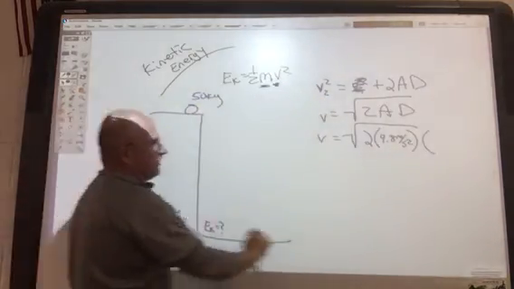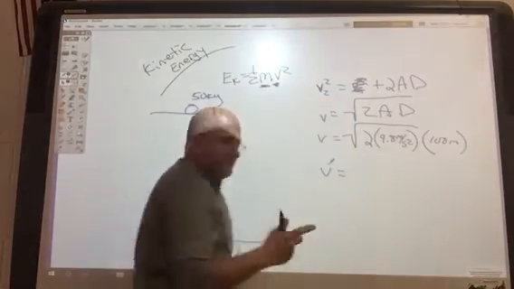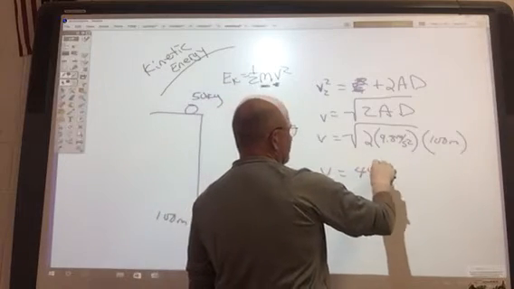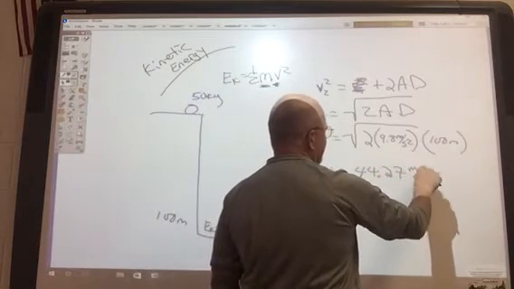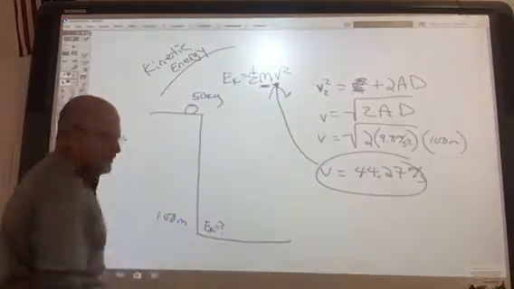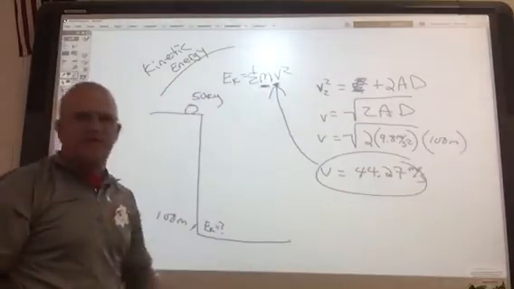It has fallen, which is 100 meters. So I just plug that in. And then when I run my numbers, it's not too terribly difficult to find out the speed of this thing is 44.27 meters per second. All right, so that's my velocity that I'm going to plug in here to help find my kinetic energy down at the bottom, because that's how fast it was going right when it hit the bottom.